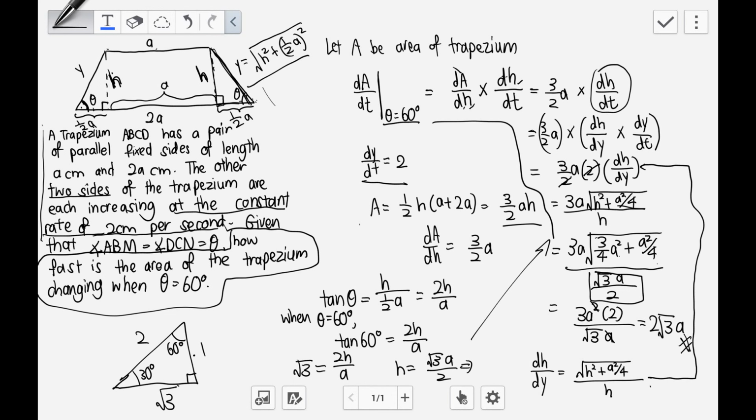The rate of change of area is 2 root 3 a, and then I'll add the unit, square per second. Because they gave us in cm, so this must be cm square per second, because area is in cm square, divided by second. So that would be the final answer. Thank you.